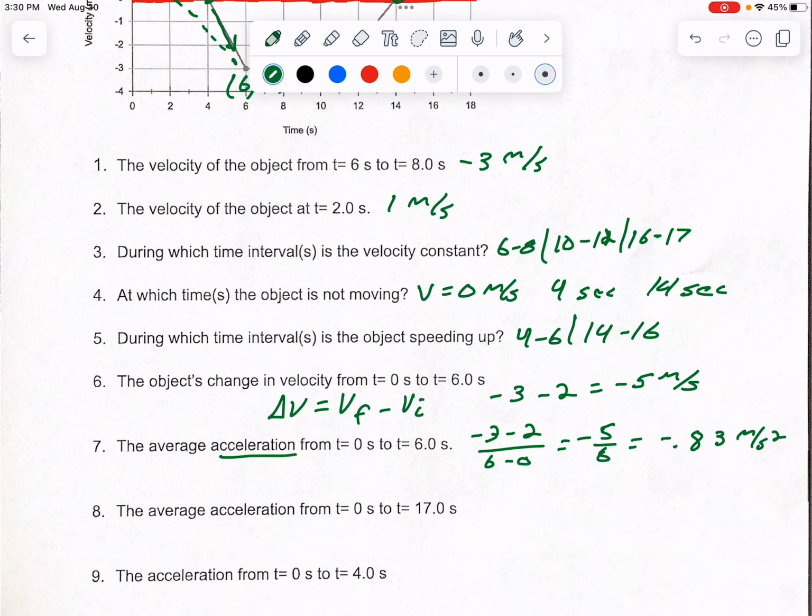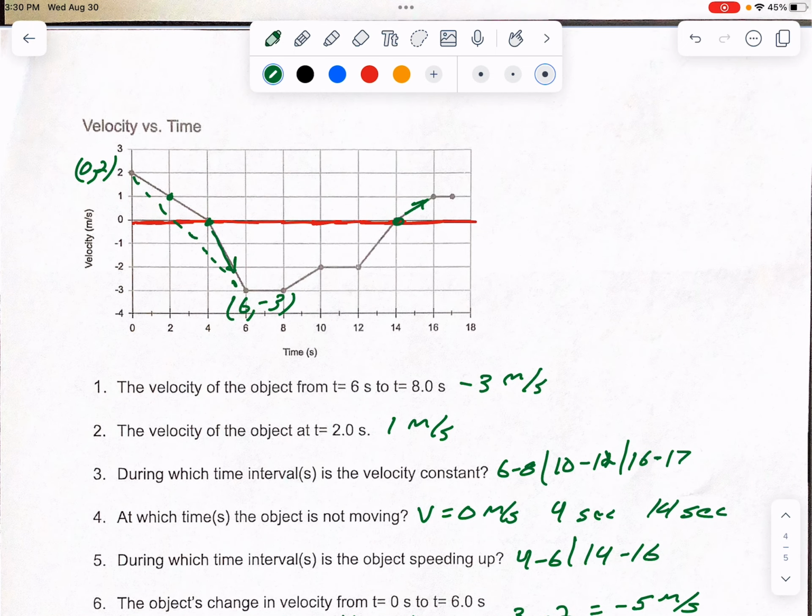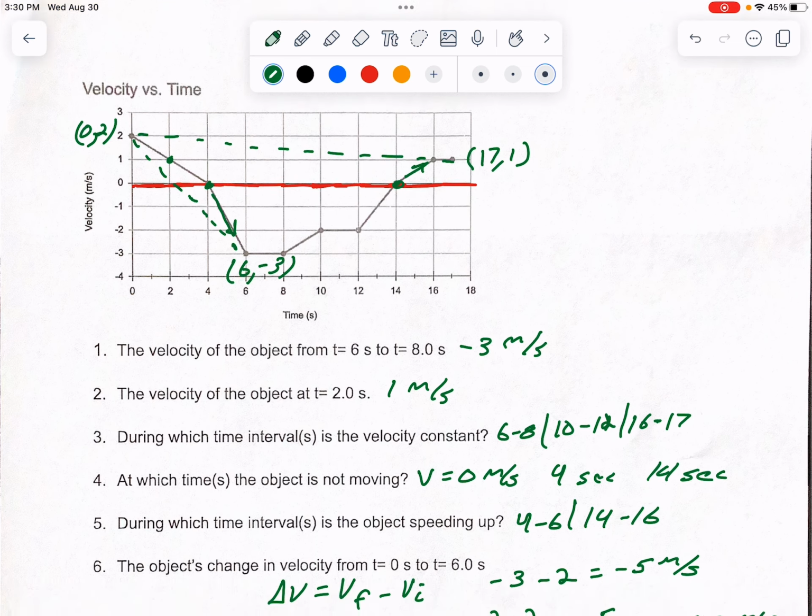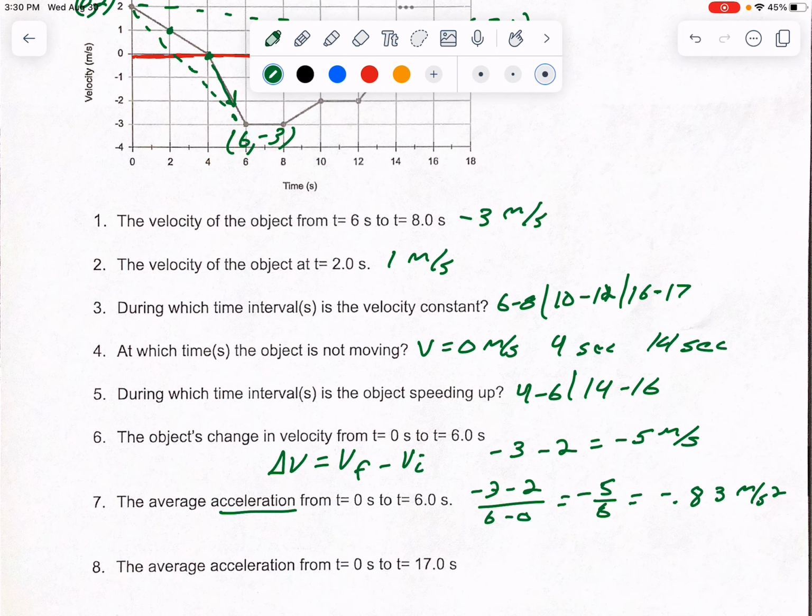Okay, number 8, the average velocity from 0 to 17 seconds. Again, you're just connecting the 2 points. The point here would be 17, 1, and I already have my first one. So 1 minus 2, y2 minus y1, over x2 minus x1, 17 minus 0. So -1 over 17, and that's going to give you -0.06 meters per second squared.